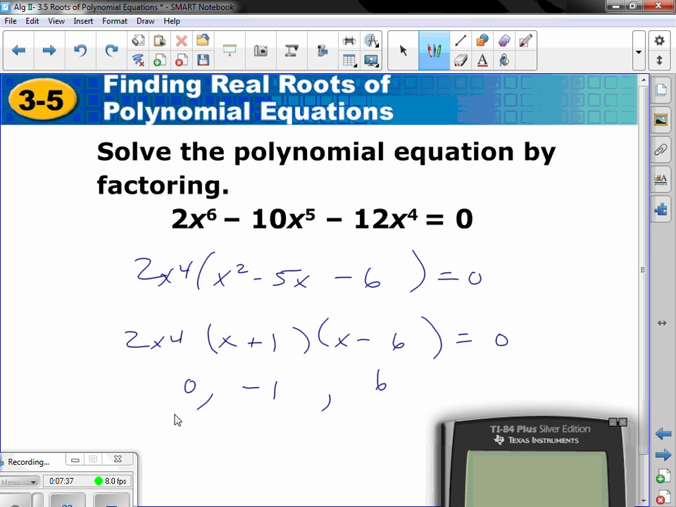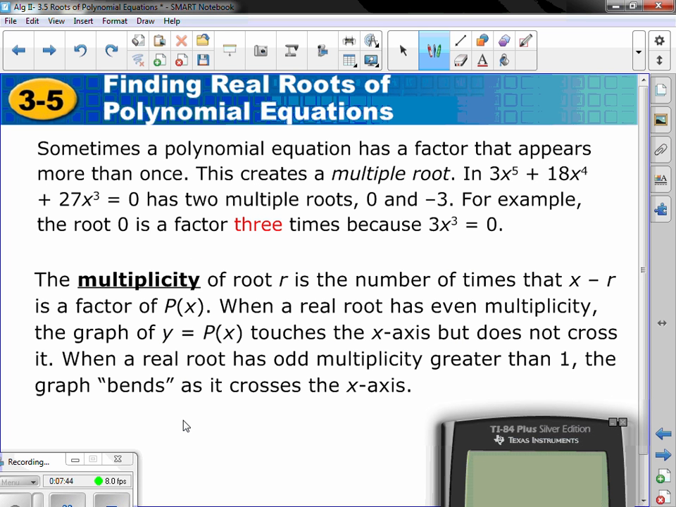Now, these points, there's something else we can tell from them. We're going to talk about something called multiplicity. Multiplicity of a root is the number of times that x minus r is a factor of a function. If it has even multiplicity, the graph touches but does not cross. If it's odd, it goes across it.